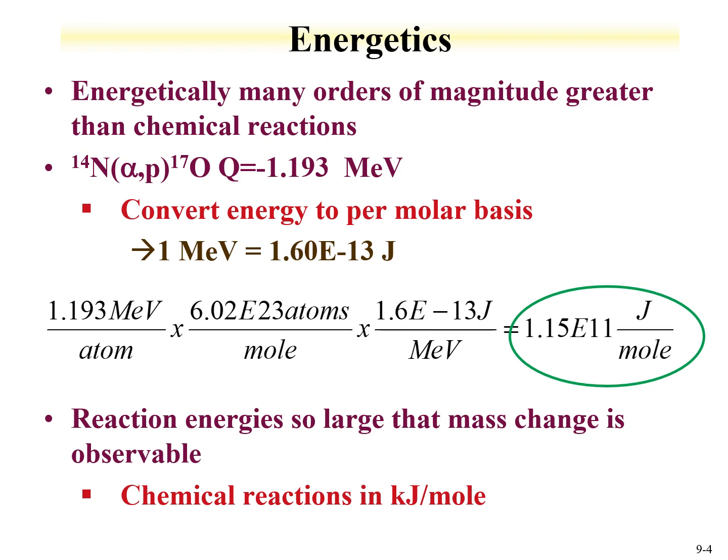These reaction energies are so large that mass change is observable. It's good to remember that chemical reactions tend to be on the order of kilojoules per mole. And that's one of the reasons this is a reaction that requires energy. But for instance, fission, which gives off energy, shows why that can have such high energy densities.